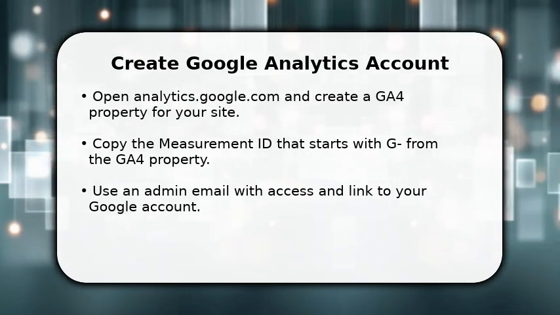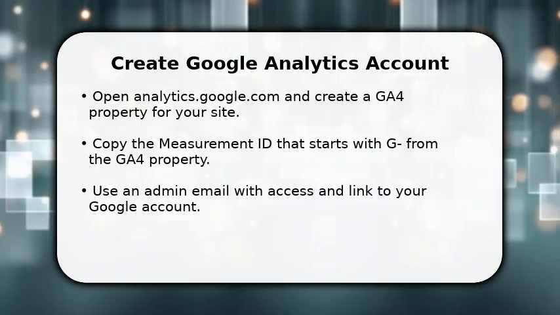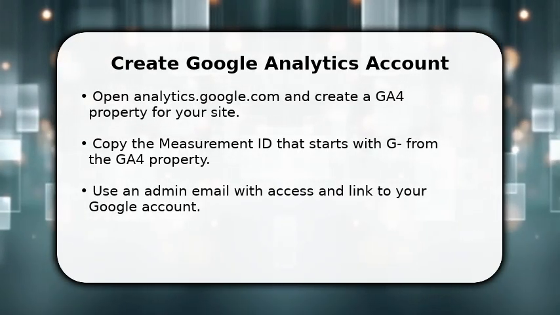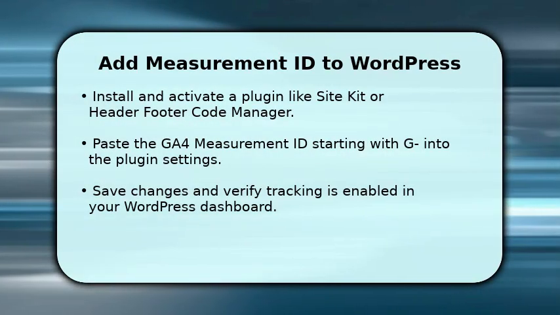Log into your WordPress dashboard and install a plugin for analytics integration. Use Google Site Kit or Header Footer Code Manager for easy GA4 setup. Activate the plugin and open its settings page to add tracking information.